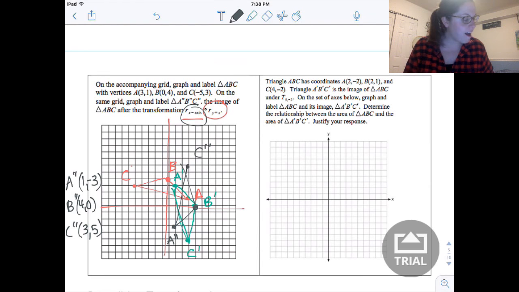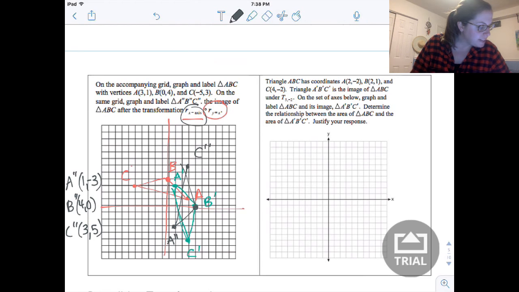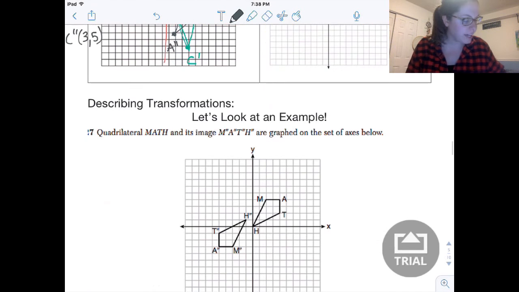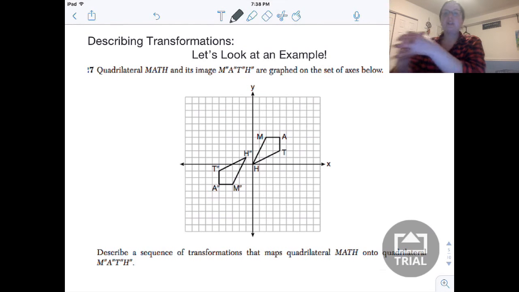Okay, so let's see. What do I want to do next? It's 7:40. So let's look at this, describing transformations. We're actually going to look at 2 examples first, and then we're going to go from there. Okay, so the first example is straight from the last Regents. This was from August Regents.